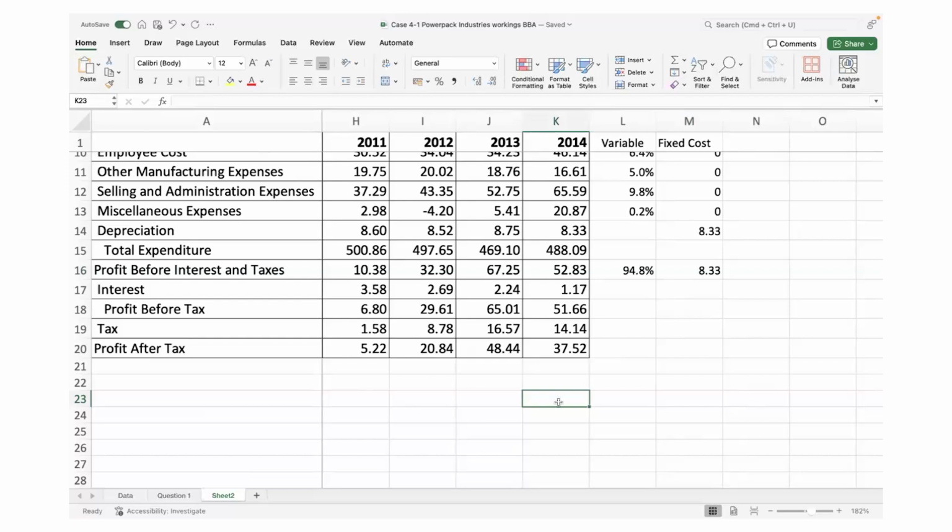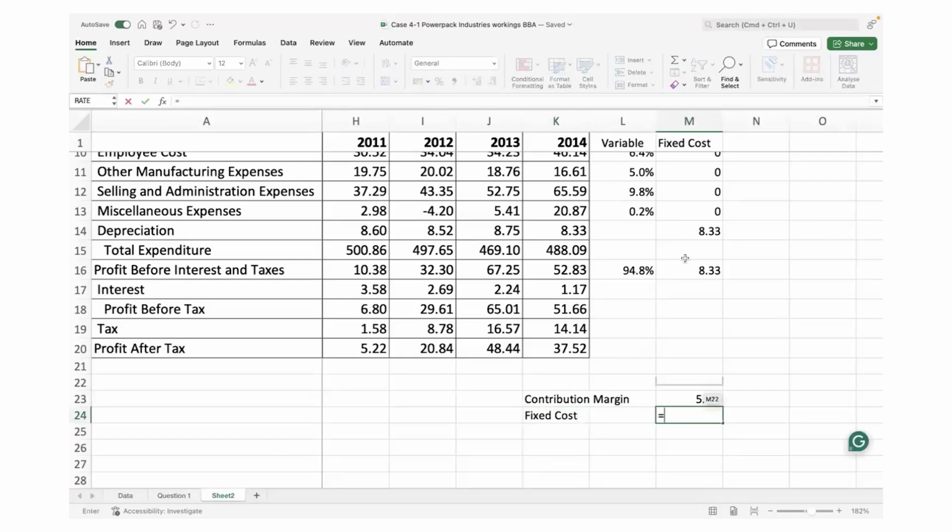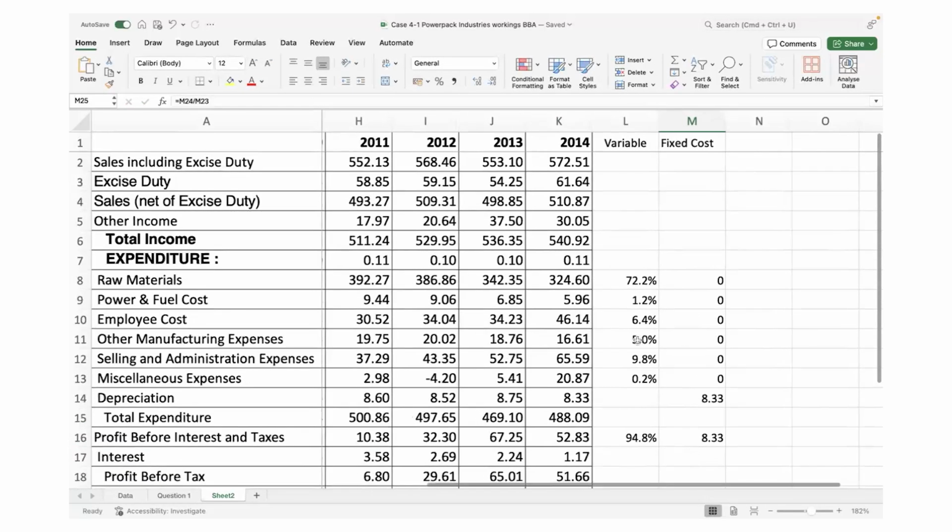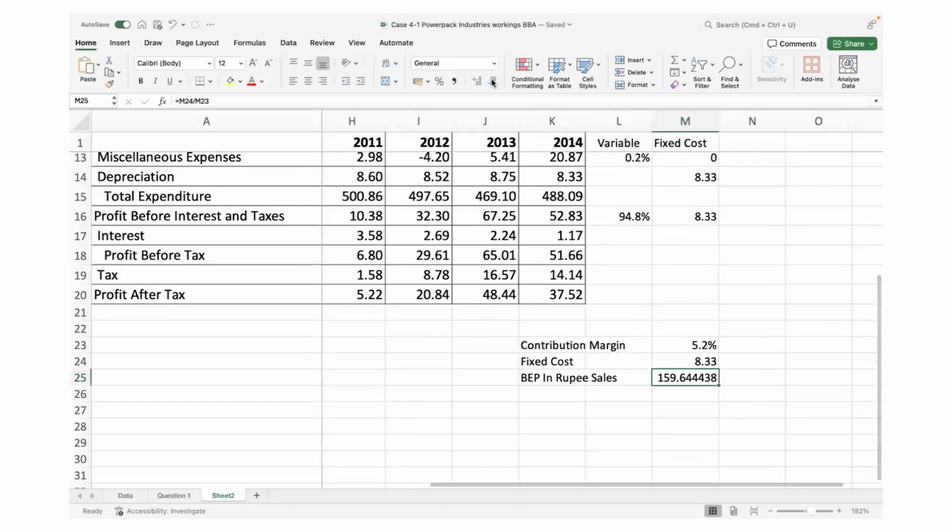For that, we need to find out the contribution margin. Contribution margin is equal to 1 minus variable cost, that is 5.2% of sales. Our fixed cost is 8.33. Therefore, the break-even point in rupee sales is equal to fixed cost divided by contribution margin, that is 159.64.